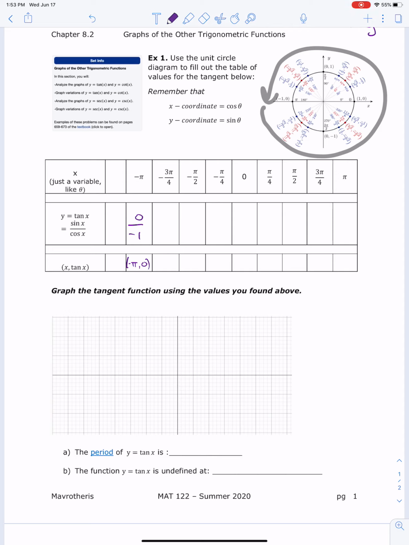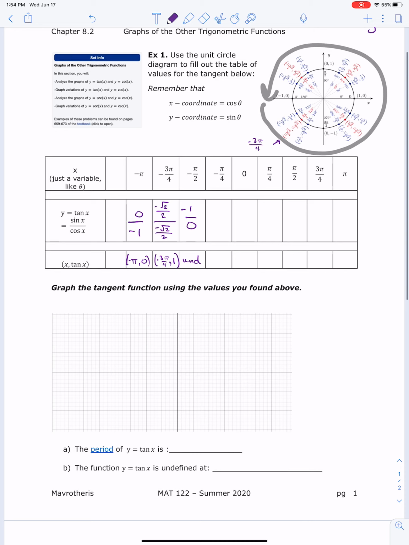At negative 3 pi over 4, which is right here, we get a negative square root of 2 over 2 over negative square root of 2 over 2. So at negative 3 pi over 4, our tangent is 1. We get a negative 1 over 0 at negative pi over 2. So our tangent's undefined, not something that we saw with sine or cosine at all.